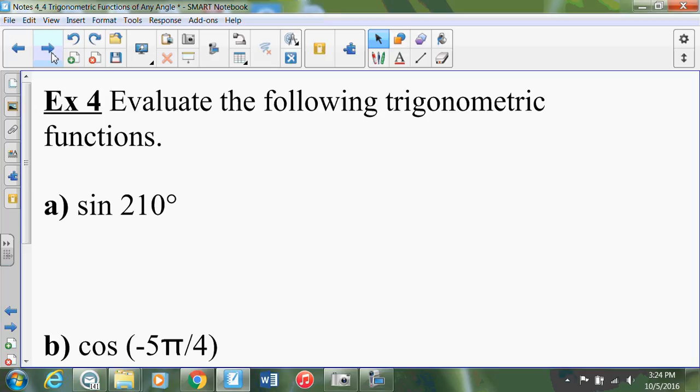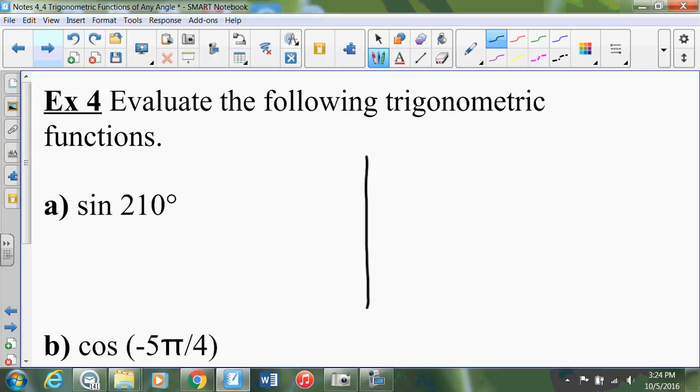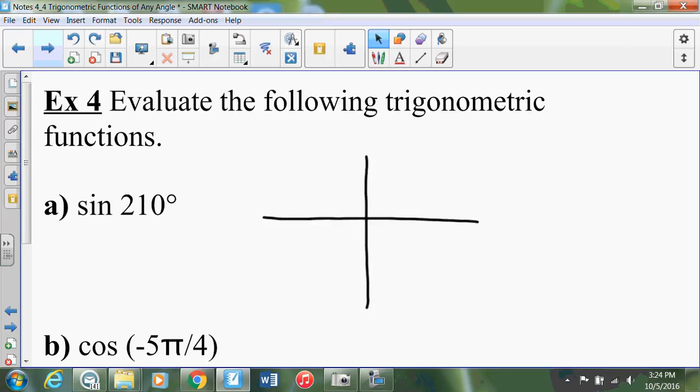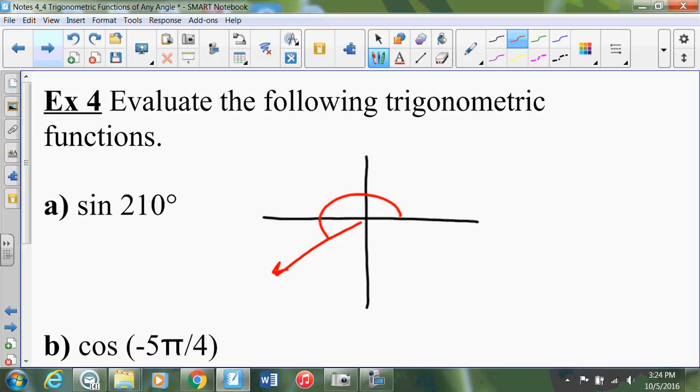It says evaluate the following trig functions, sine of 210. We could go about this a few different ways, but the way I like to do it is think about going around the circle and kind of stopping at each pi or each 2 pi. So as we're trying to find 210, we go around, and of course we know this is pi, but it's also 180. We're like, well, we're almost there. If we just do 30 degrees more, we'll get 210.